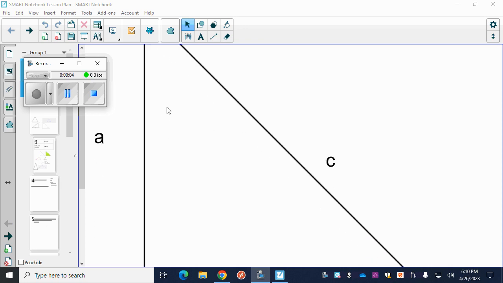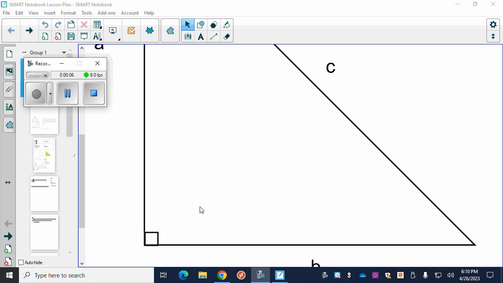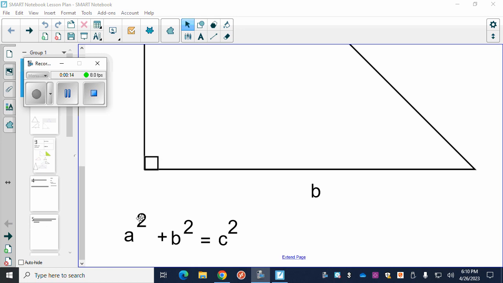So, here I have a right triangle, and we can tell that this is a right triangle because two sides come together to form a right angle, and we have a third side opposite that right angle called our hypotenuse. So, our formula for whenever we have a right triangle to find any one side of the right triangle, if we have the other two sides, is a squared plus b squared equals c squared.